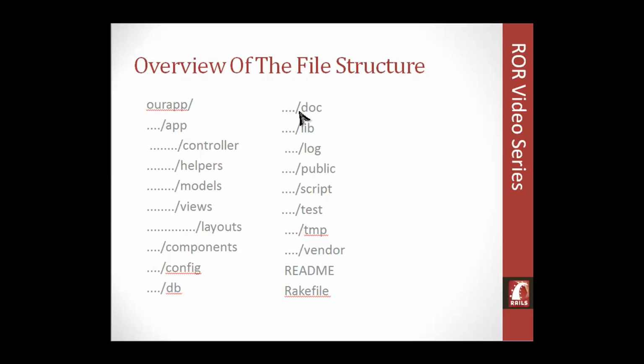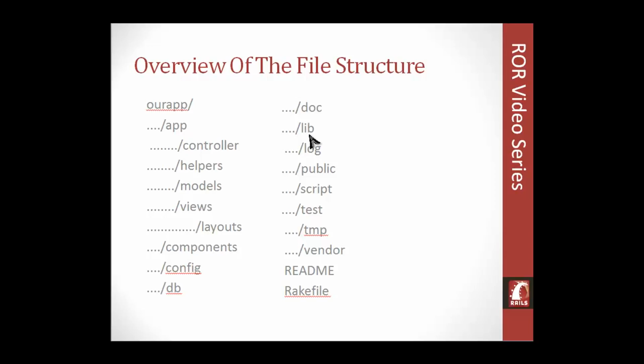The doc folder is for documentation. Ruby uses something called Ruby Doc. It's used to generate documentation for your code. It'll generate it automatically, and this folder includes all the Ruby Doc generated Rails and application documentation.